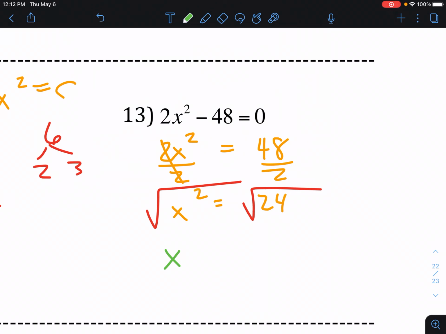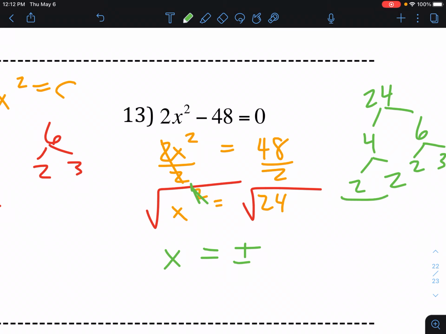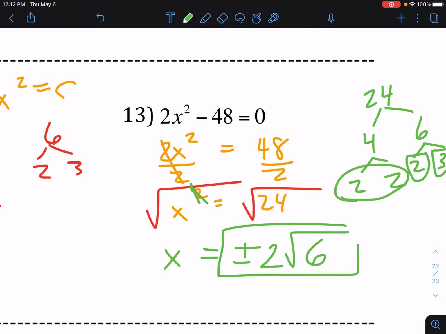So we'll have x equals plus minus. Now let's break down the square root of 24. That can be 4 and 6. 4 is 2 and 2. 6 is 2 and 3. So 2 of a kind, we got a 2 that can come out. And then this 2 and this 3 did not get paired up. They got to be put back in the radical and remultiplied. 2 times 3 would get 6. So there's your two answers.